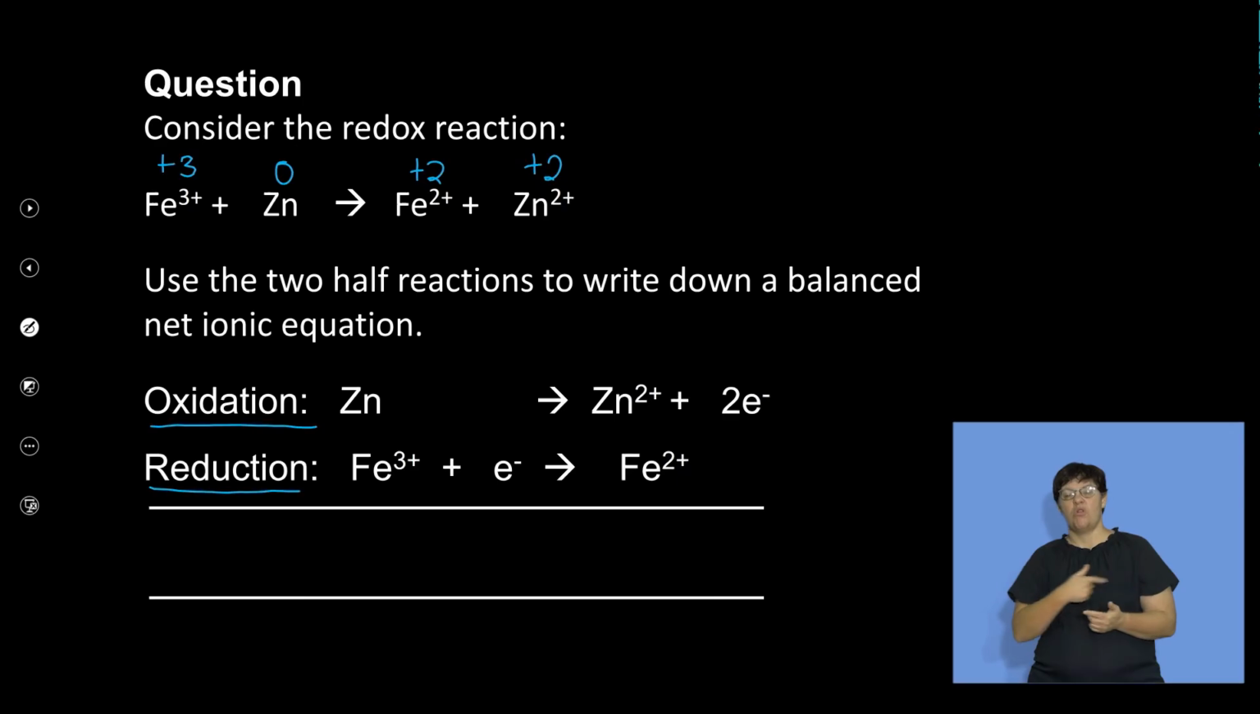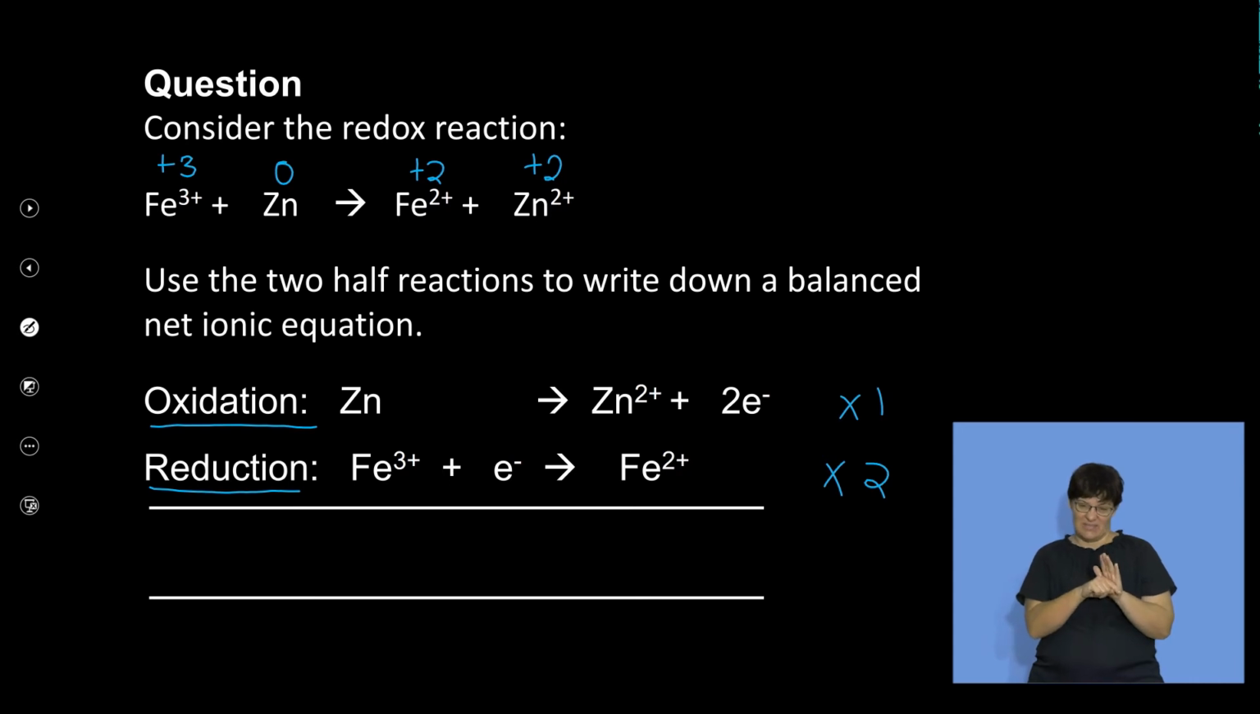So in this case, to actually balance the electrons, this one we multiply by 1 and this one we multiply by 2. You'll realize once we do that, we are able to eliminate the electrons, such that we have the same number of electrons in terms of loss and gain.